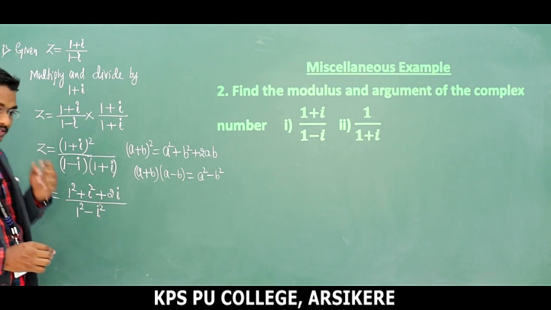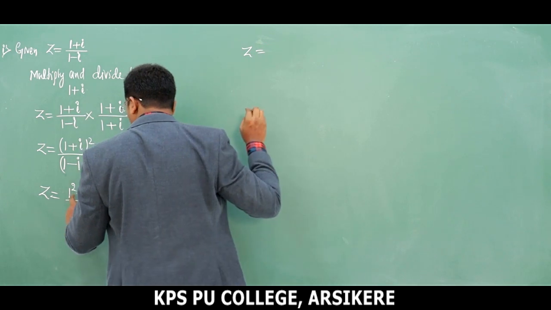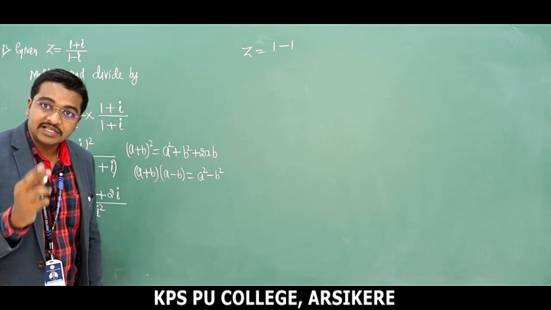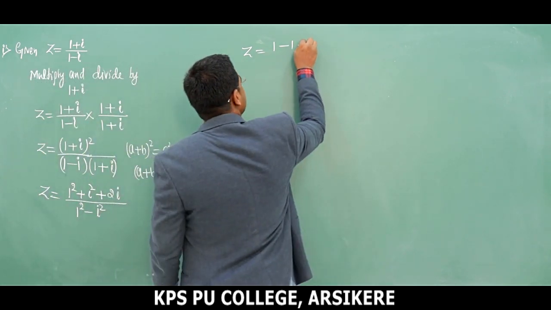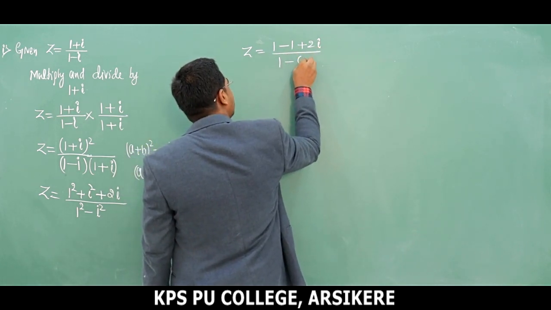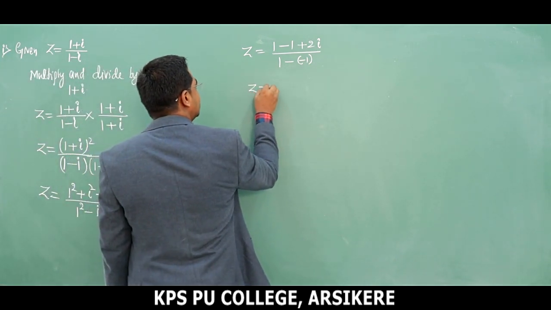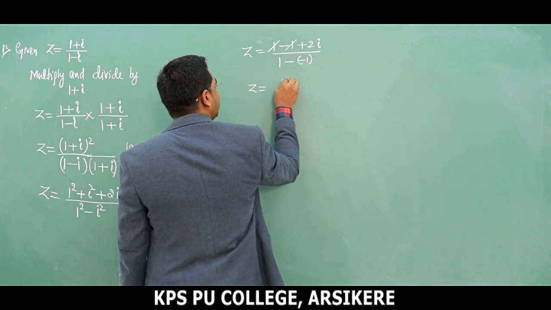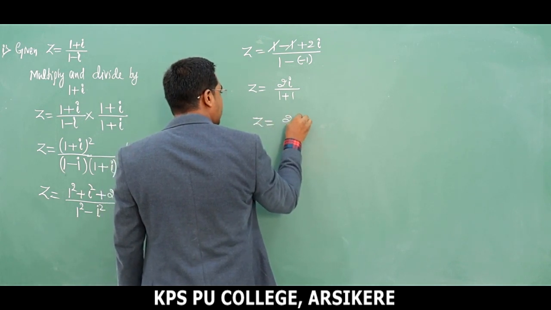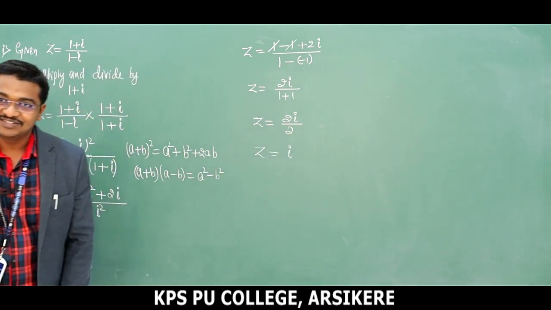Clear? 1 square minus i square. Next step, z is equal to 1 square is 1 minus i square. We already know i square is minus 1, plus 2i as it is, whole divided by 1 square is 1 minus of minus 1. i square is minus 1. So therefore z is equal to plus 1 minus 1 get cancelled. We are left with 2i whole divided by 1 plus 1. z is equal to 2i divided by 2. This is nothing but z is equal to i.